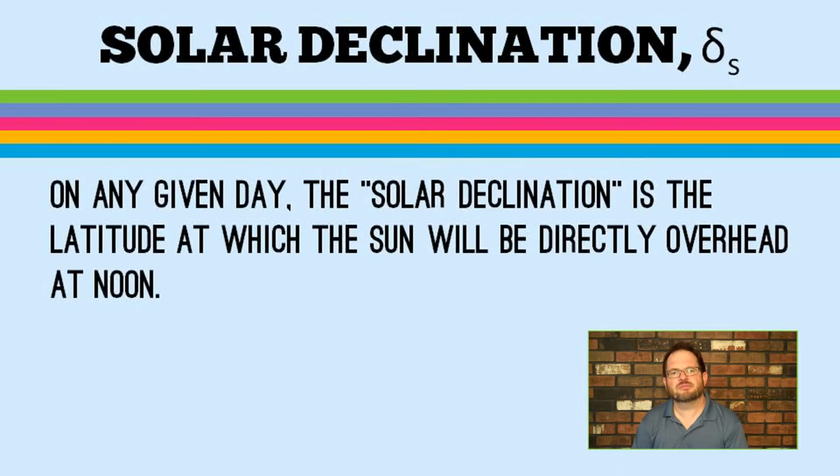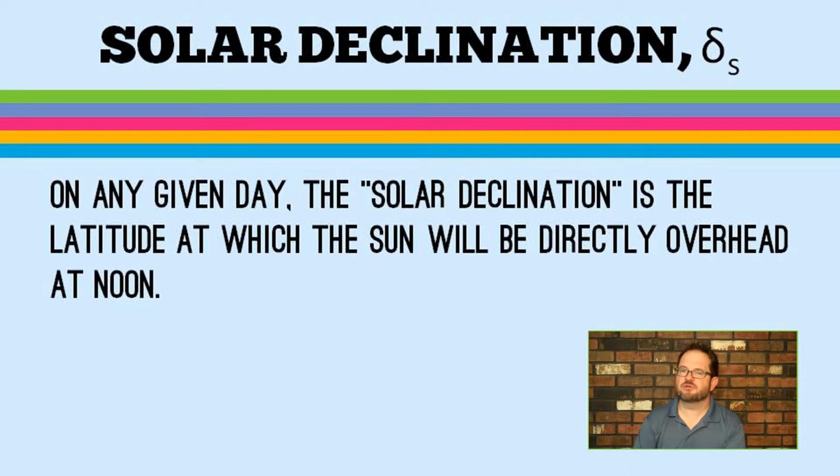Now, let's make sure that we're clear about this. We've encountered this term both in the first and the second module as well, but this is the first time that we're going to be working with it in a more mathematical way. Solar declination, remember, is the latitude at which the sun will be directly overhead at local noon. The symbol we're going to use for solar declination in this class is delta S. That is a lowercase delta, that little squiggly thing up there. So delta S will be our symbol for the latitude of the solar declination.